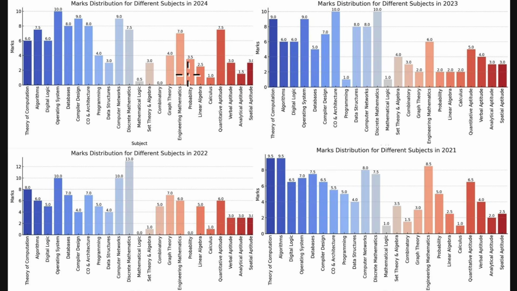If you look carefully at subjects like operating system, in 2024 it was of 10 marks. In 2023 it carries a total of 9 marks of weightage. In 2022 it was 10 marks, and in 2021 you can see it's 7 marks. Similarly, subjects like computer networks and discrete mathematics carry a lot of weightage.